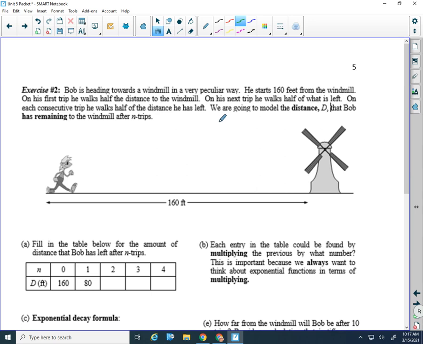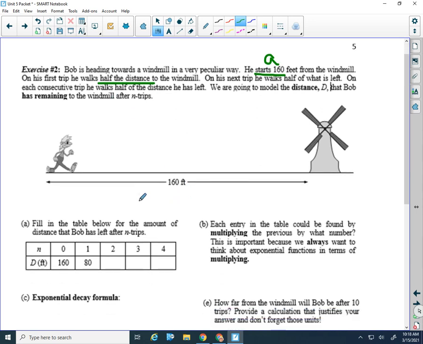So we have Bob. He's heading towards a windmill in a very peculiar way. He starts 160 feet up. That's our A value. He's starting 160 feet away from the windmill. On his first trip, he walks half the distance to the windmill. On the next trip, he walks half of what is left. On each consecutive trip, he walks half of the distance he has left. We're going to model the distance D that Bob has remaining to the windmill after n trips.